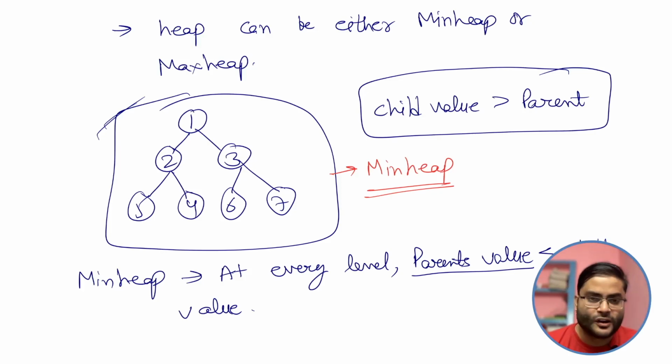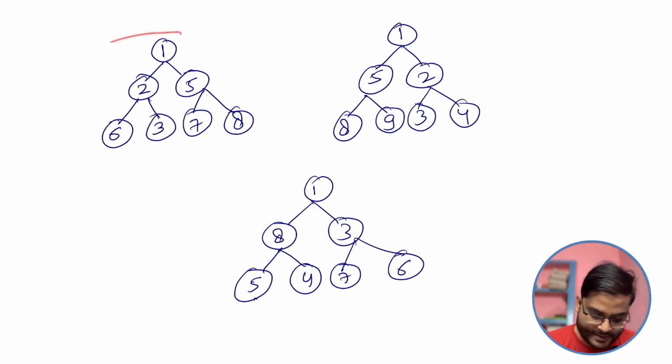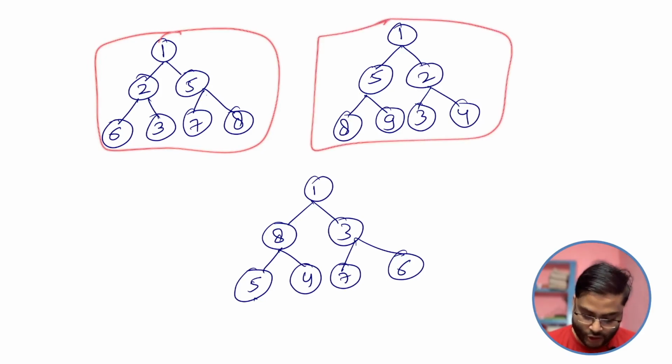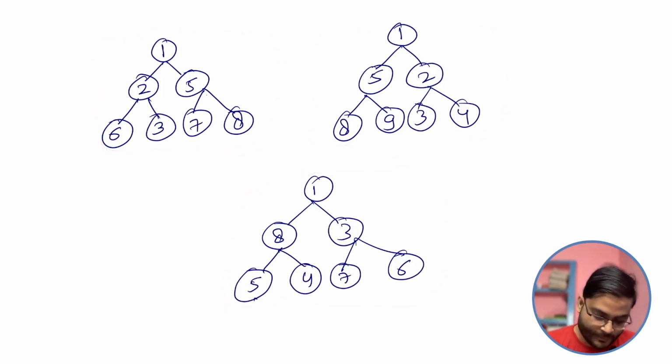So let's take a few examples of min heap. Now let's take these examples and find whether these are min heaps or not. So come to this first one. Is this a min heap? So let's see. 2 is a child of 1 and 2 is greater than 1. Okay. 5 is a child of 1 and greater than 1. Okay. Now come to this level. 6 is a child of 2 and greater than 2. Okay. 3 is a child of 2 and greater than 2. Okay. 7 is a child of 5 and greater than 5. Okay. 8 is a child of 5 and greater than 5. Okay. So this is a min heap, right?